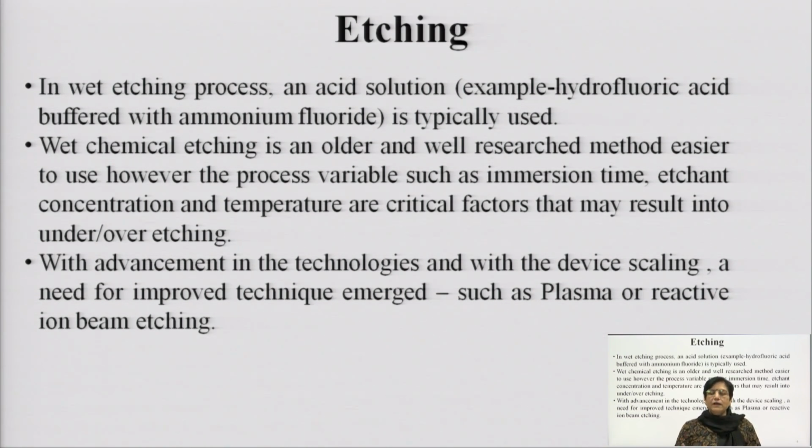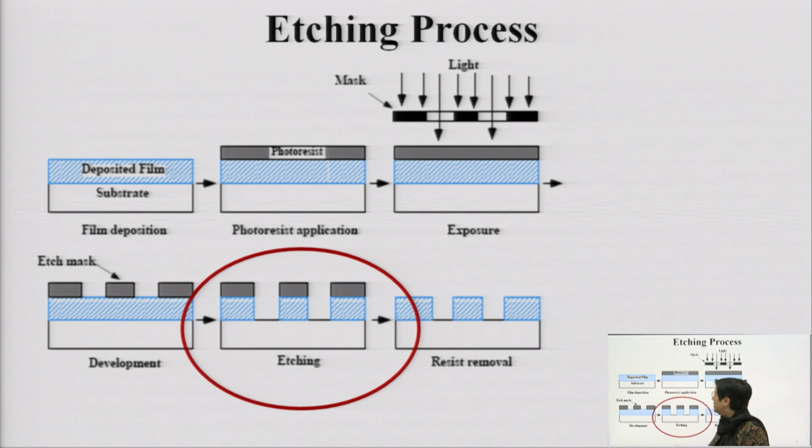With advancement and miniaturization, of course, new technologies have been introduced. There are different latest technologies which incorporate plasma-assisted or plasma reactive ion beam etchings. Basically, these are different techniques where we incorporate the use of plasma and carry out the technique of etching. Here the etching process is elaborated in this particular area.